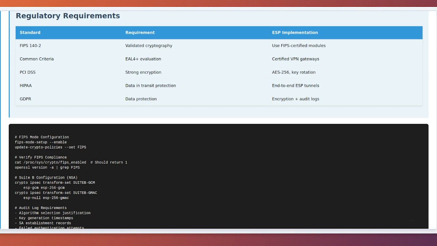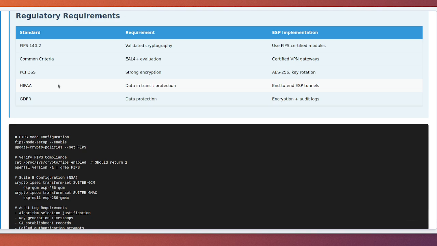PCI DSS for payment card processing requires strong cryptography for data in transit, with specific key management requirements. HIPAA for healthcare data mandates encryption but doesn't specify algorithms, though AES is universally accepted. Financial services regulations like SWIFT-CSP require annual attestation of cryptographic controls. Each industry has subtle differences in requirements that must be carefully addressed.